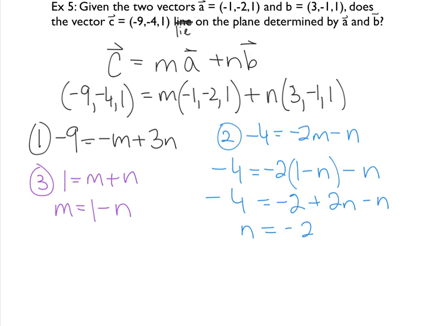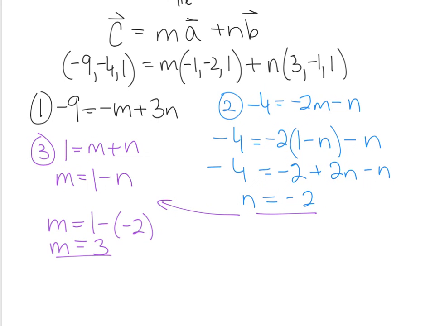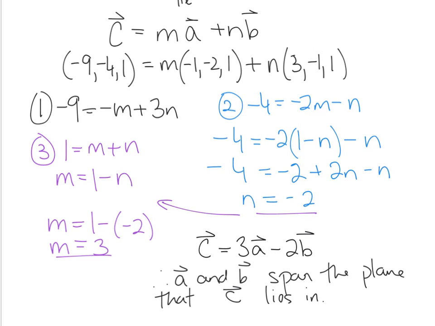Okay, now let's take this value of n, sub into equation 3. So m is equal to 1 minus 2, and that gives us 3. So m is equal to 3, n is equal to 2. So we had 3 equations, 2 variables, so that's more than enough information to solve for your variables. Now to write this as a linear combination, we can say that vector C is equal to 3a minus 2b. Those are the values for m and n. And so since C can be written as a linear combination of a and b, we can say that a and b span the plane that C lies in.